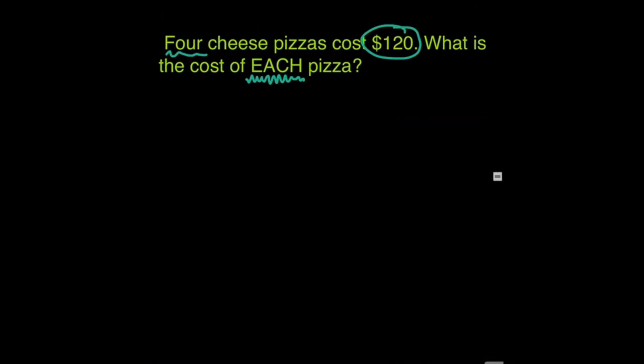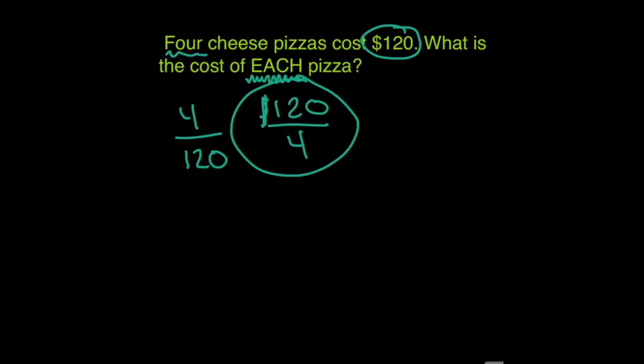Okay, so right away I set my proportion. So, 4 pizzas. Now, what you have to find: will my 4 be the numerator or the denominator? Would it look like this or like this? You can pause this video and think about it. And when you choose an answer, if you said $120 over 4, that is correct.